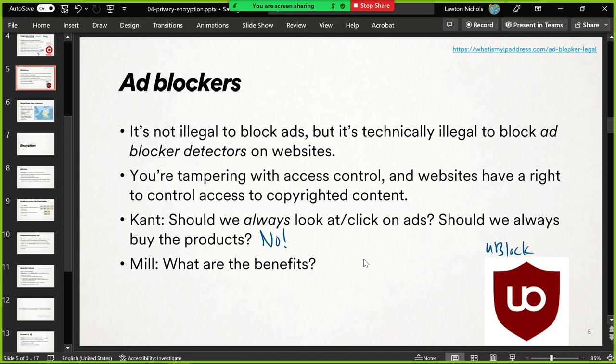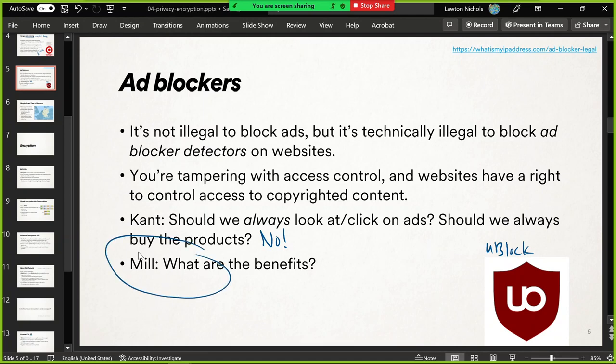Even though these things are being thrown in our face, we don't have to look at them. So they're not part of the article that we're trying to read, right? We just scroll through it. And so Kant would probably be pro ad blockers. It's like, I wasn't going to look at this anyway, so why bother? All right, so that's an argument for ad blockers.